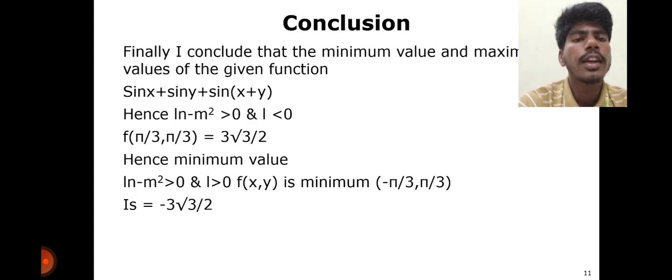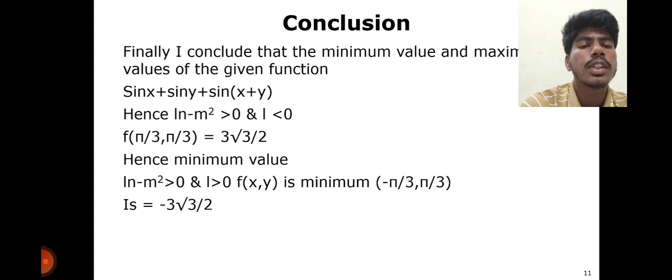Conclusion: finally I conclude that the minimum and maximum values of the given function sin x plus sin y plus sin of x plus y, hence ln minus m square is greater than 0 and L is less than 0. F of pi by 3 comma pi by 3, that equal to 3 root 3 by 2. Hence for the minimum, ln minus m square is greater than 0 and L is greater than 0. So f of x comma y is the minimum at 5 pi by 3 comma 5 pi by 3. So the minimum value is minus 3 root 3 by 2. Thank you.